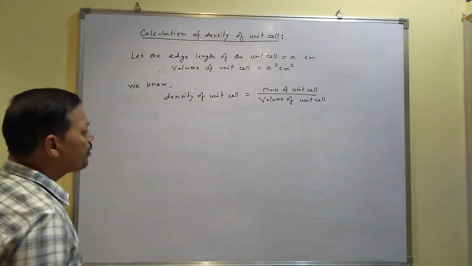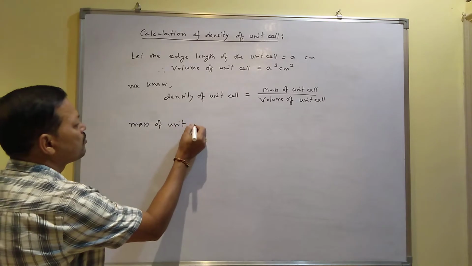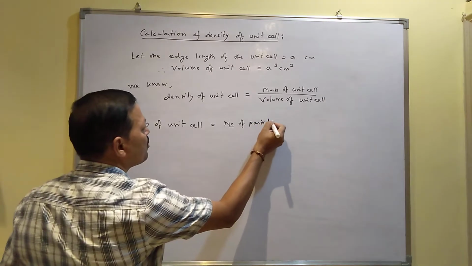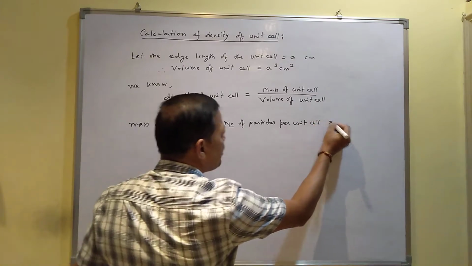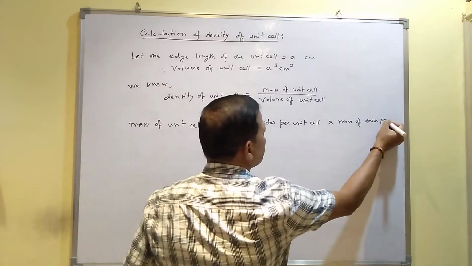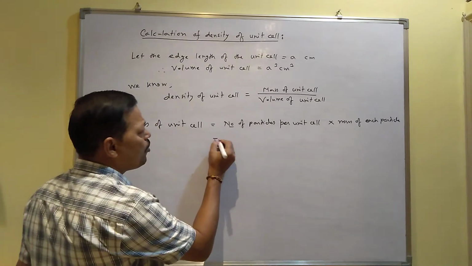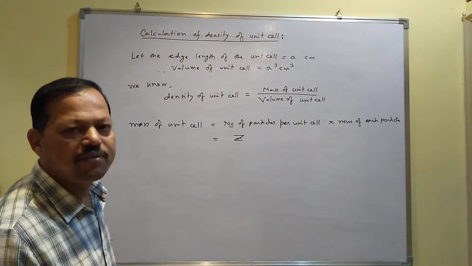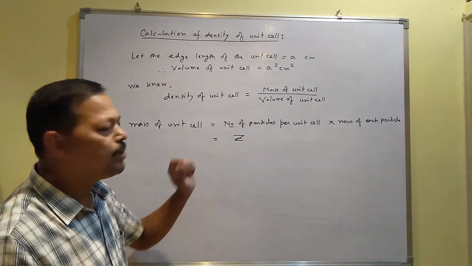So to determine mass of unit cell means the number of particles per unit cell multiplied by mass of each particle. Suppose the number of particles per unit cell is represented by the symbol Z, because it depends on the type of unit cell. If it is FCC, Z value will be 4. If it is BCC, Z value will be 2. If it is simple cubic, Z value will be 1.